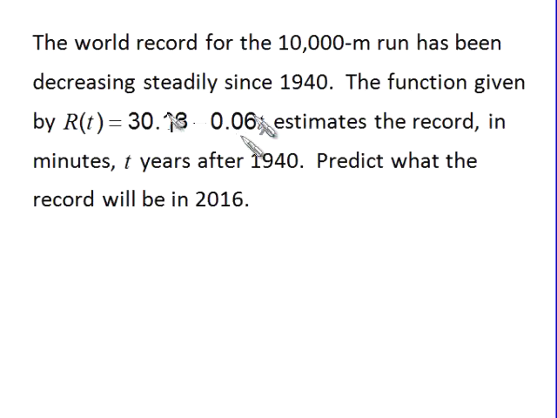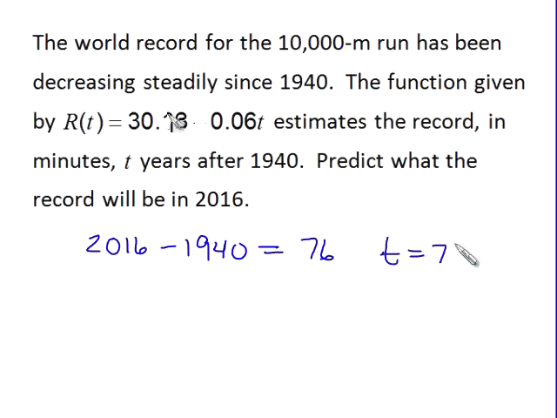Looking at our function, we see that t is actually the number of years after 1940. So our first step will be to figure out the value of t we need to plug in here. So we need to take 2016 and subtract off 1940 to see how many years after 1940 the year 2016 is. It's 76 years. So we're going to let t be 76.